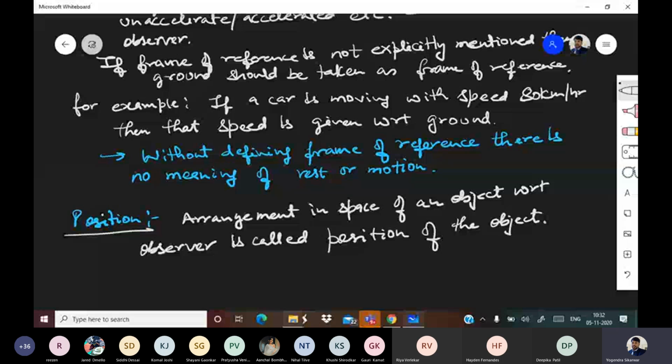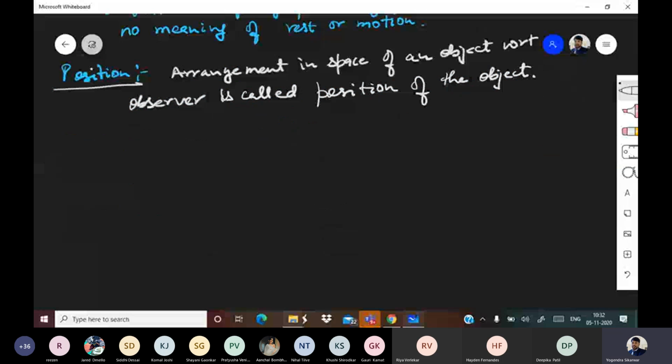So suppose we are considering this as our frame of reference.